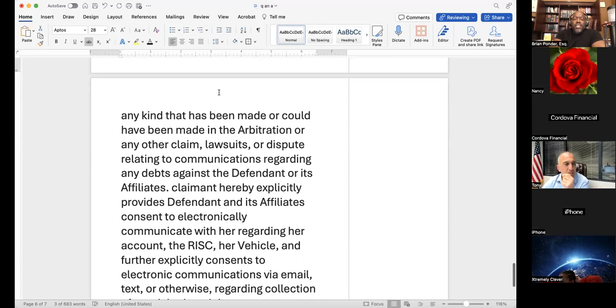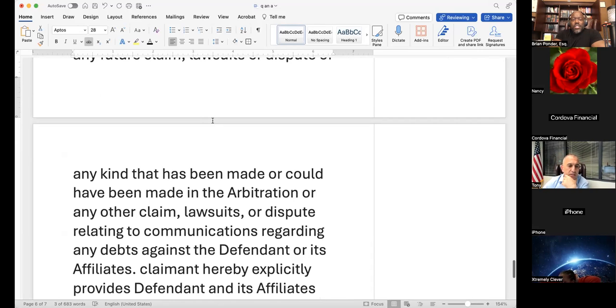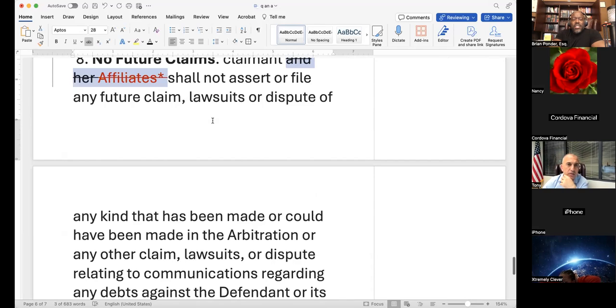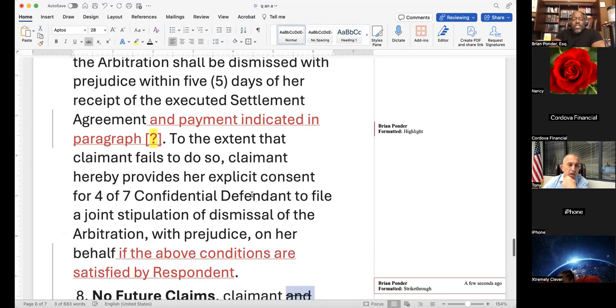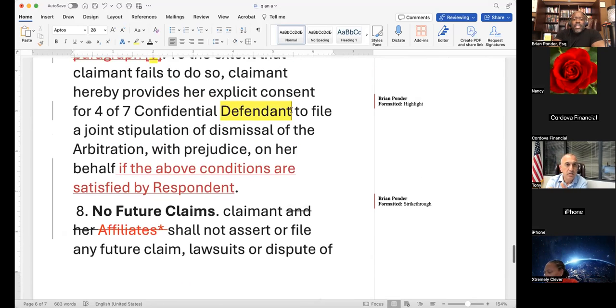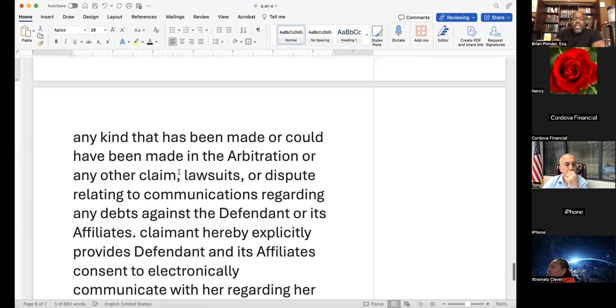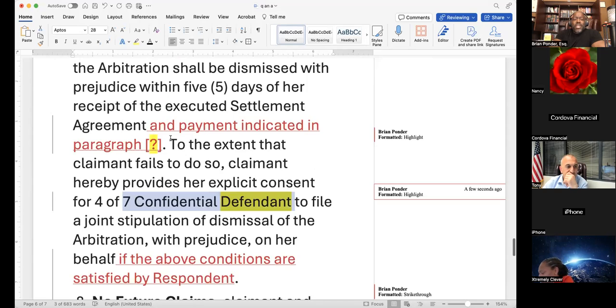Can I make a quick comment, Brian? Yeah. I believe in arbitration, it's not defendant, it's respondent. I'm not sure if it makes any big difference, but in arbitration we don't call them plaintiff and defendant, we call them claimant and respondent. Right. I think she put that there to redact the name. But yeah, that's right. Respondent shall not assert or file any future claim, which is already provided for up there, but anyway.